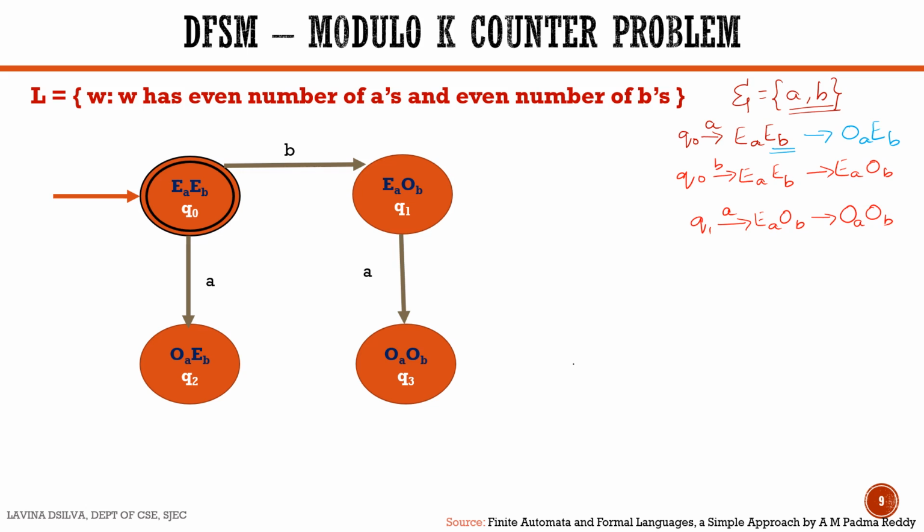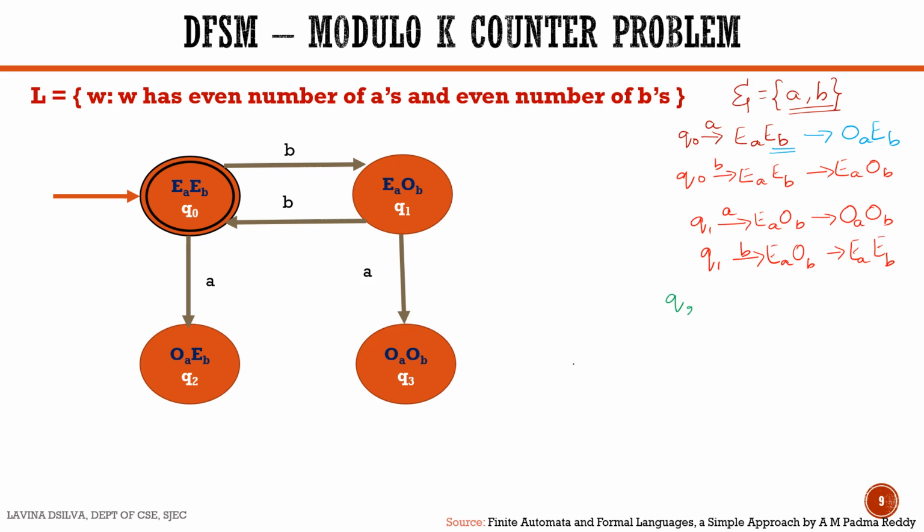Okay. Now Q1 on receiving B, what happens? There is no change in the number of A's, so EA remains constant. Odd number of B's plus another B it sees, so it goes to even number of B's state. That is Q0 state.